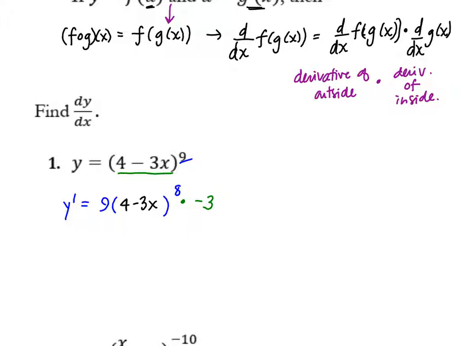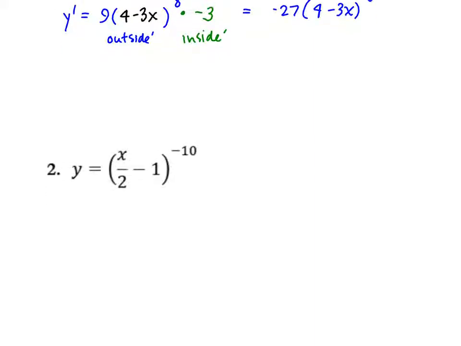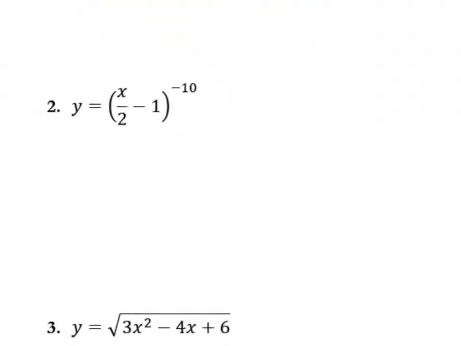So here we had the derivative of the outside, or the outside prime, right? Derivative of the outside times the derivative of the inside, or inside prime. And then we just clean it up. So negative 3 times 9, that's negative 27, times 4 minus 3x to the 8th. That's the full derivative. This works anytime we have parentheses or anything that we can really cover up with our finger. For this example, x over 2 minus 1 is a nice little inside piece. So that thing is the inside that we'll differentiate after we get the outside.